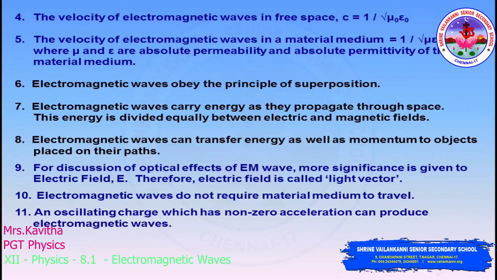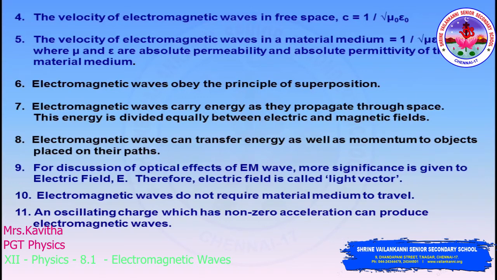Electromagnetic waves always obey the principle of superposition. Because of that, the electric and the magnetic fields must automatically obey the principle of superposition. Electromagnetic waves carry energy as they propagate through space. This energy is divided equally between the electric and the magnetic fields. The electromagnetic waves can transfer energy as well as momentum to objects placed in their path.